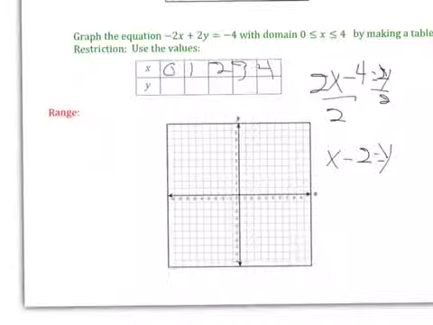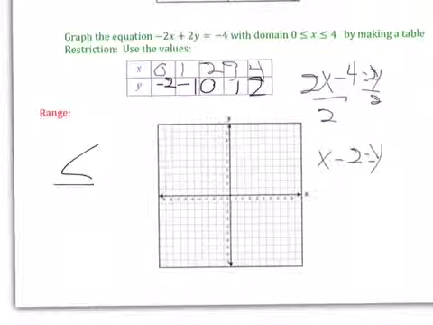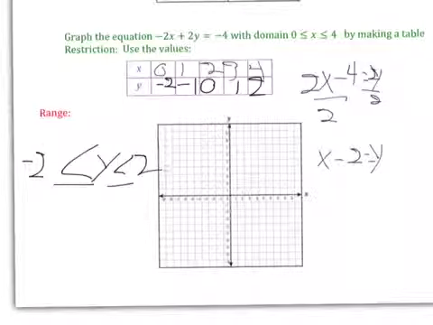We gotta plug in the numbers for x. So we have 0 as x, so 0 minus 2 is just negative 2. The next one is 1, so 1 minus 2 is just negative 1. Then we have 2 minus 2 is just 0. And then it's going to be 1 and then 2. So the range is y is greater than or equal to negative 2, but less than or equal to 2.